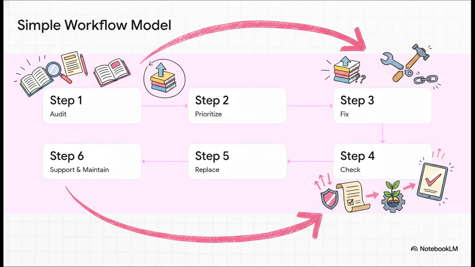And here's a model that really works. It breaks this huge project down into little, manageable pieces. First, you just look at what you've got. That's the audit. Then, you decide what's most important to fix first. Then you actually fix it, check your work, and replace the old file. See? It's just a simple, logical cycle you can do over and over.